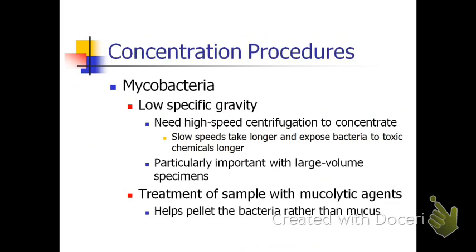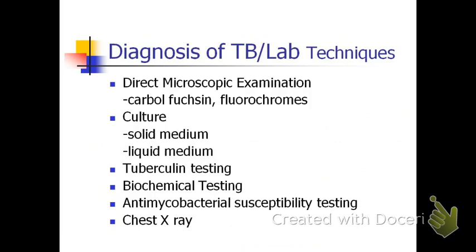Anyway, treatment of samples with mucolytic agents will help pellet the bacteria rather than the mucus. Okay, so how do we diagnose TB and what are the laboratory techniques that we could employ? We could use direct microscopic examination using the carbolfuchsin, the one I told you about a while ago in the introduction. And the other one would be by using fluorochromes.